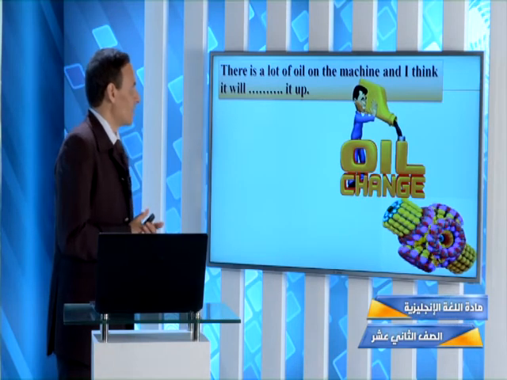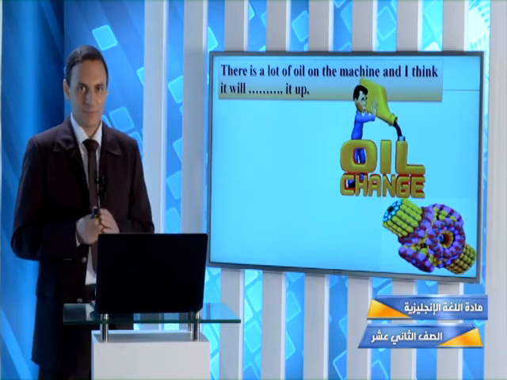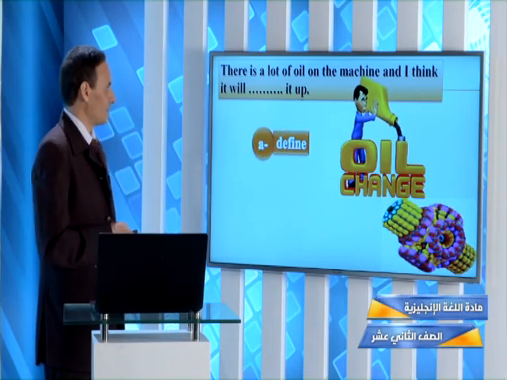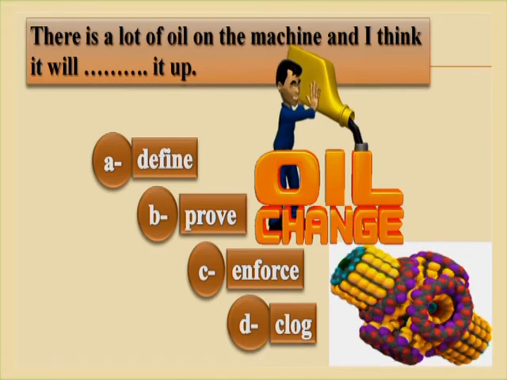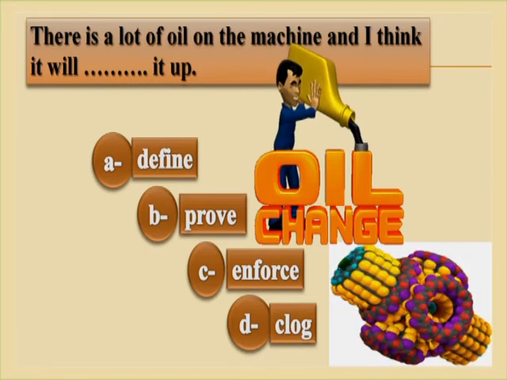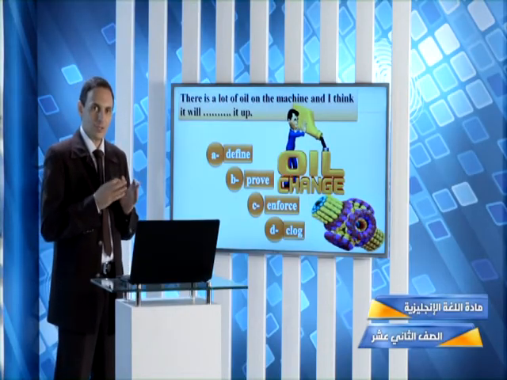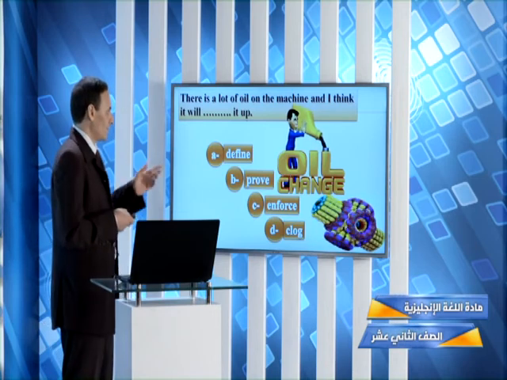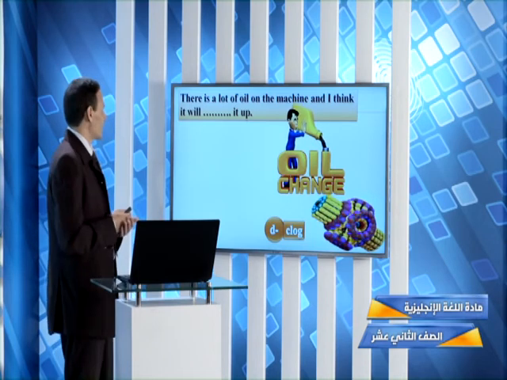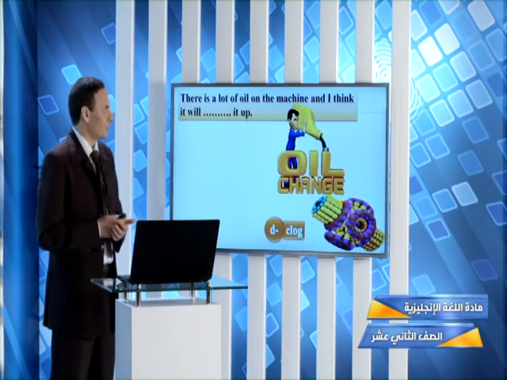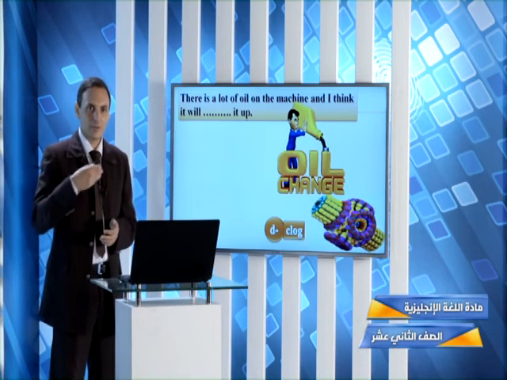Next sentence, there is a lot of oil on the machine, and I think it will space it up. The distractors: define, prove, enforce, or clog. Well, when we add too much oil to a machine, then it blocks it. So what is the word that means to block? It is the word clog. So let's read the sentence together. There is a lot of oil on the machine, and I think it will clog it up. The machine will be blocked if you keep on adding oil.